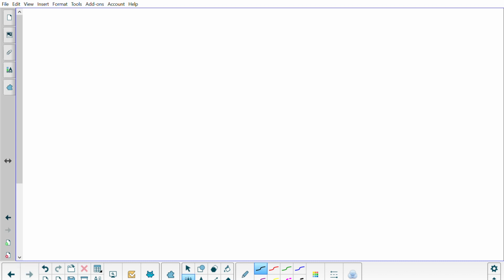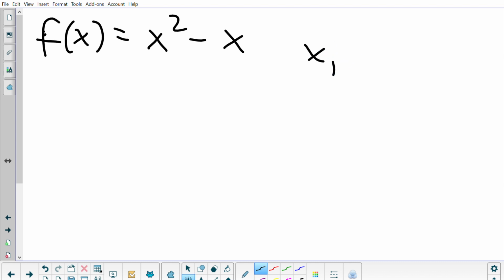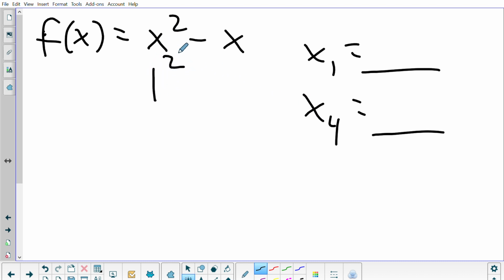To find that, let's say that they gave us f of x is equal to x squared minus x. And they want to say from x = 1, which happens to give us the y value of something, and we'll figure that out in a little bit, and then we have x = 4. So what I'm going to do is plug in x = 1 every time I see an x. Okay? So 1 squared is 1 minus 1. So when x is equal to 1, y is equal to 0.